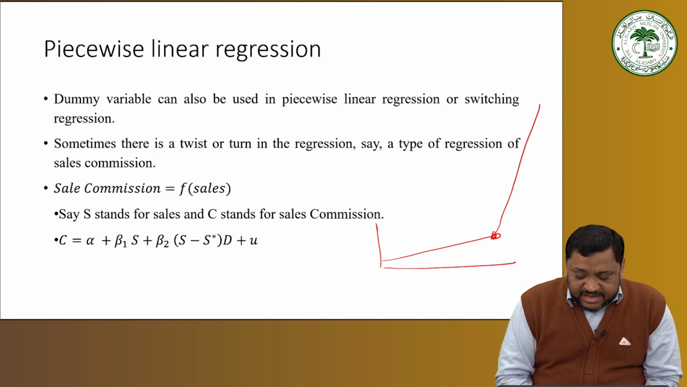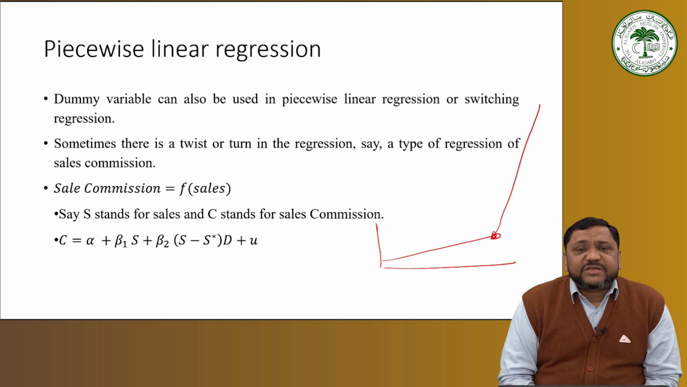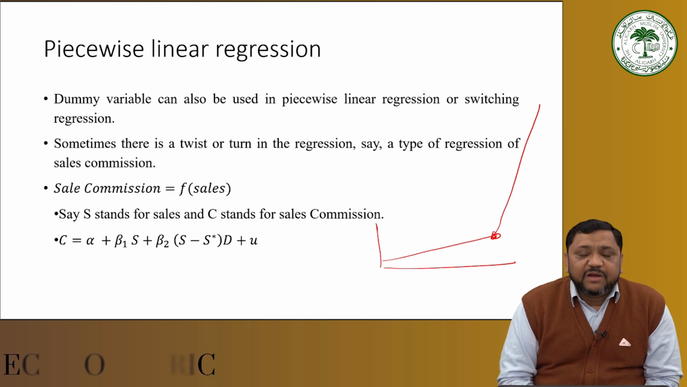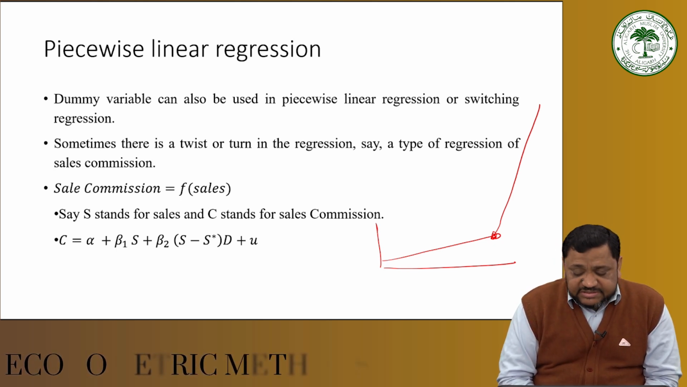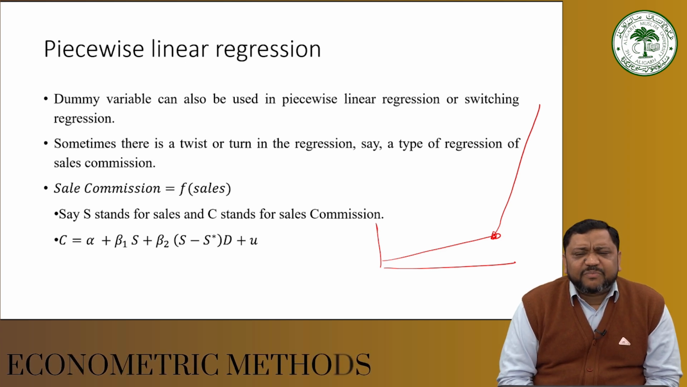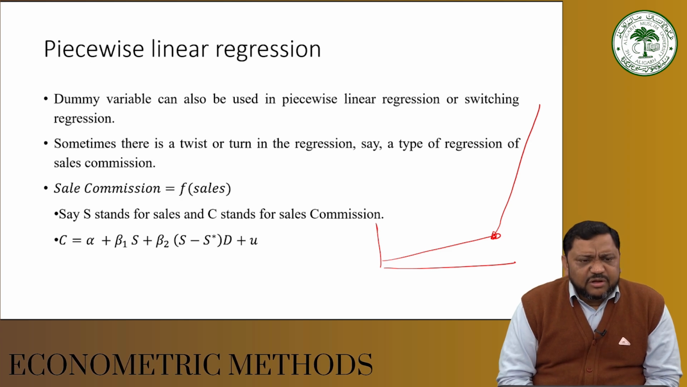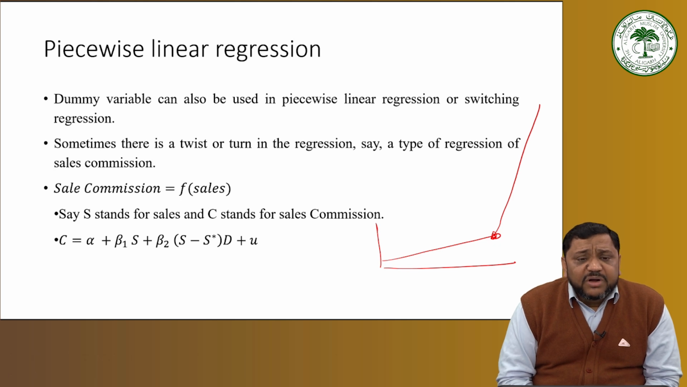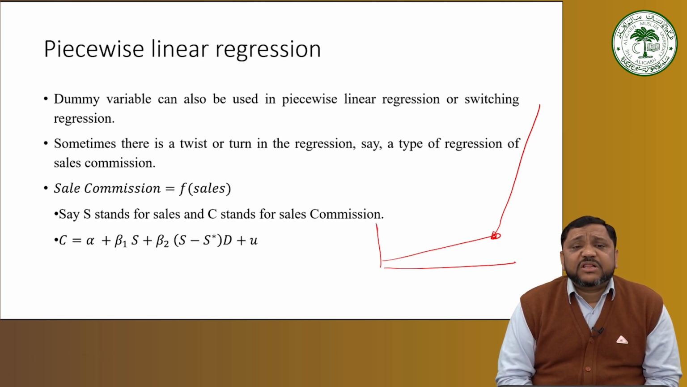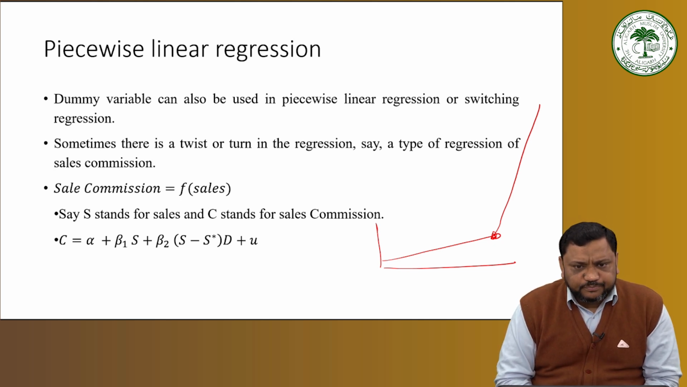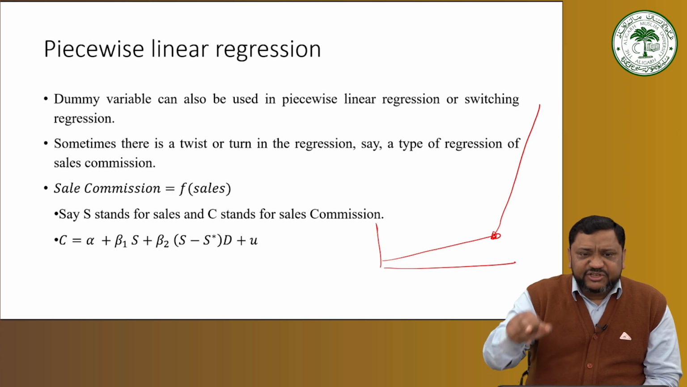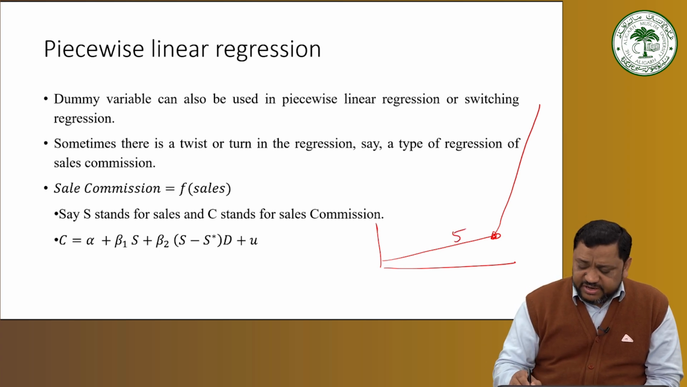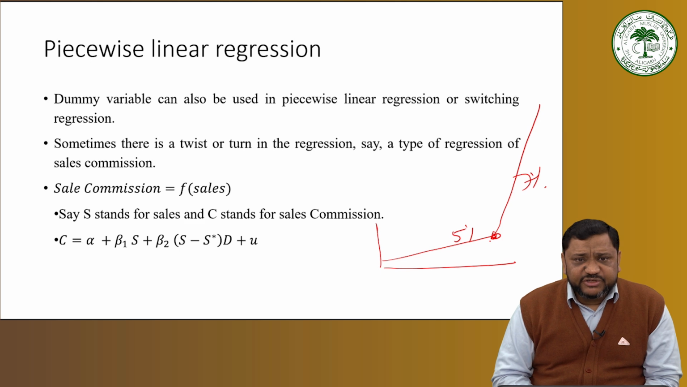This can be explained with the help of piecewise linear regression. As an example, in the case of marketing, you are saying, okay, if you sell about 100 units, you will get 5% as commission. But the moment you have increased your sales beyond 100 units, then we will be giving you 7% commission. So the rate changes. Here it was 5% and here it is 7%. So there is a change in rate.